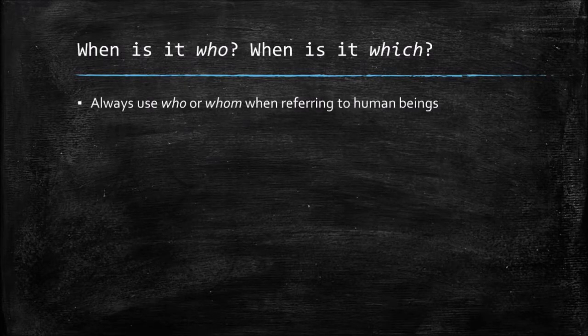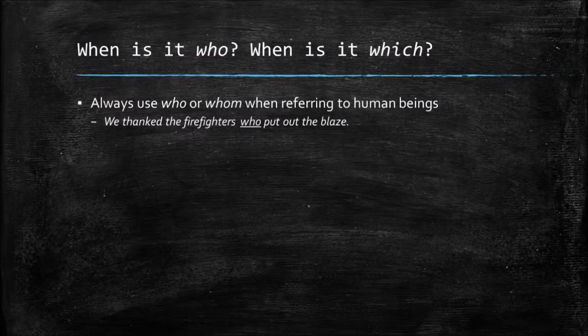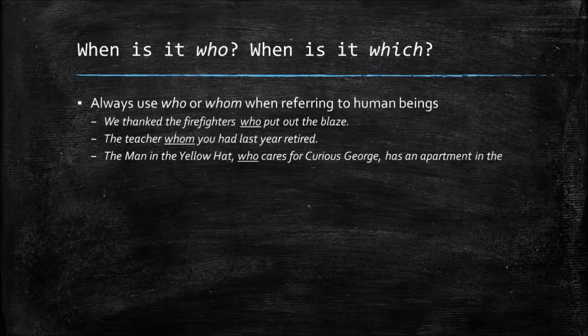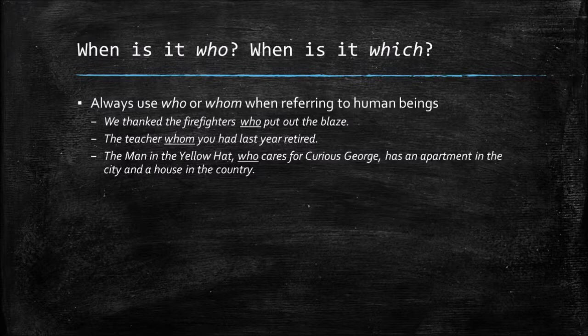Always use who or whom when referring to human beings. Never use which or that to refer to a person. As in, we thanked the firefighters who put out the blaze. Or, the teacher whom you had last year retired. The man in the yellow hat who cares for Curious George has an apartment in the city and a house in the country, even though he doesn't ever seem to have a job.